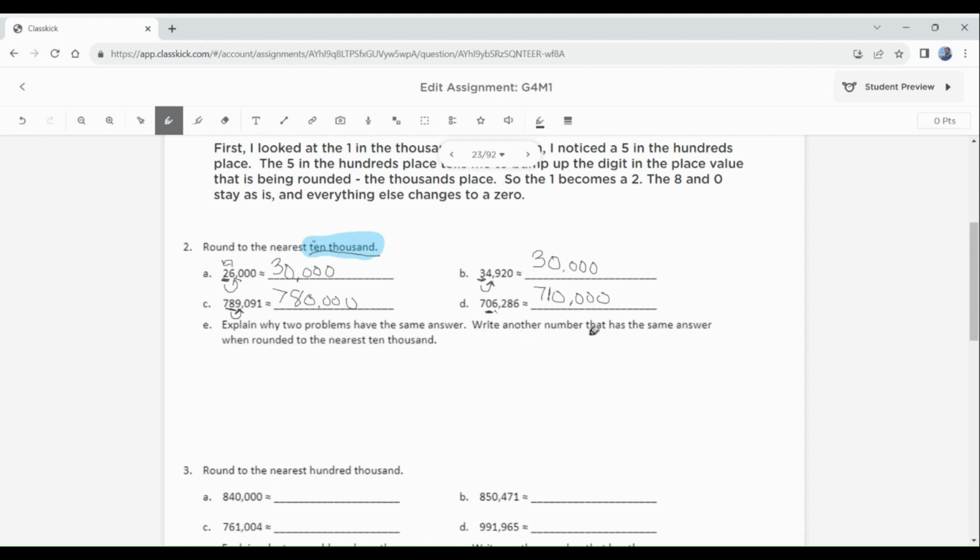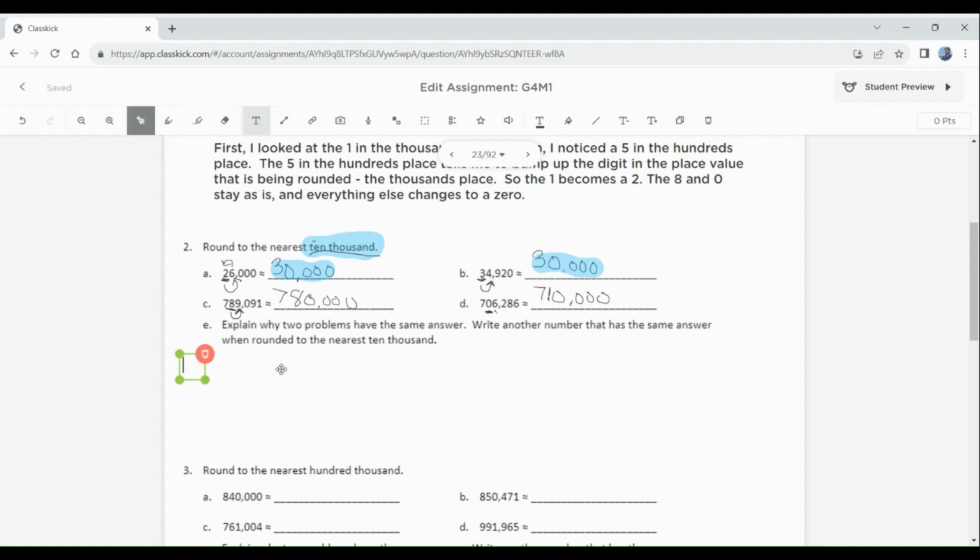Letter E says, explain why two problems have the same answer. Write another number that has the same answer when rounded to the nearest 10,000. So what they're referring to here is my answer in A and my answer here in B. So what's neat is the number 26,000 rounds to 30,000, and the number 34,920 also rounds to 30,000.